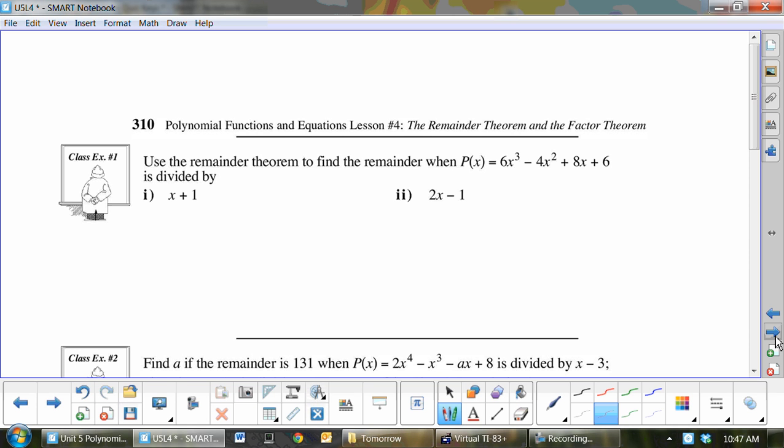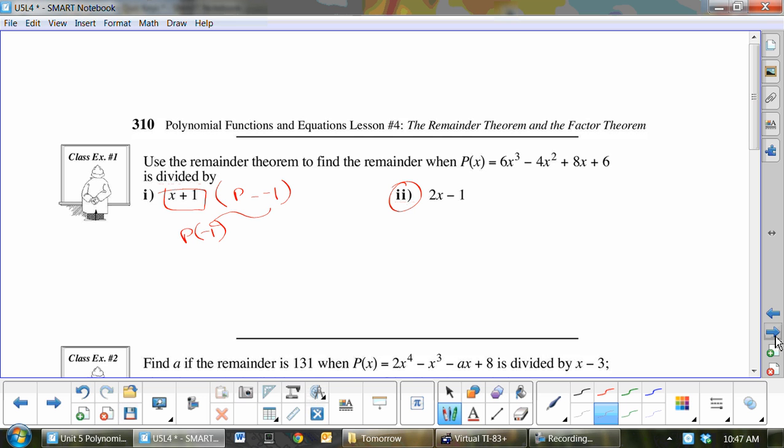So if I was dividing by x plus 1, I would do p of what? Negative 1. Because remember, this is x minus negative 1, and we always want to put in the number after the minus sign. Okay, I'm not going to do that one. I'll do number 2, though. What would I put into number 2? Positive a half. Very good.